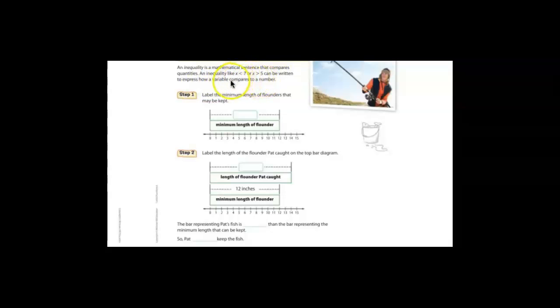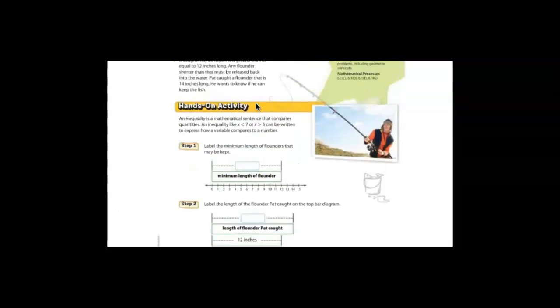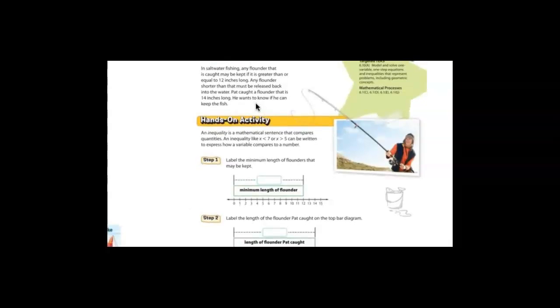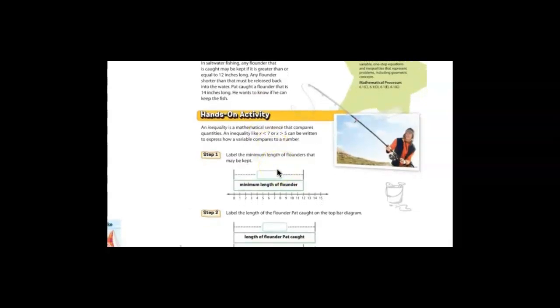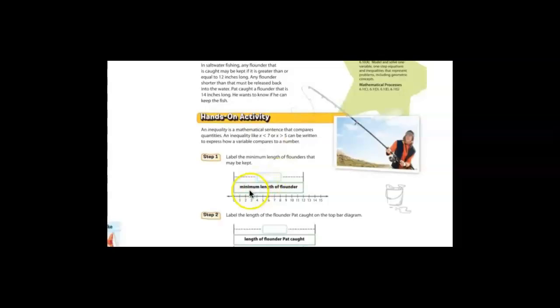Okay. All right, so we're going to label the minimum length of the flounder that may be kept. So we come up here to the word problem again, and what I would like you to do is go back into the word problem and find the information. What is the smallest fish that could be kept? And I want you to go ahead and write it in that spot right there. Okay, so the top part of that bar diagram, you should have written 12.